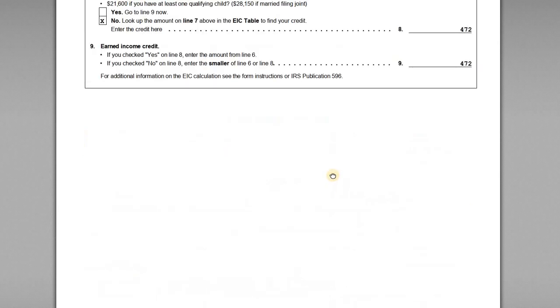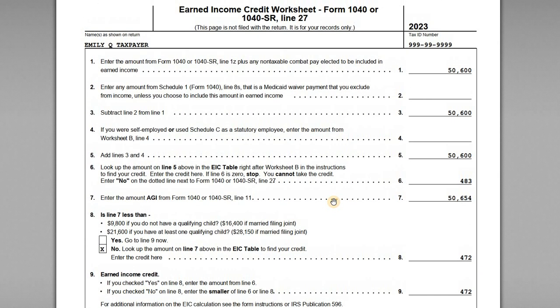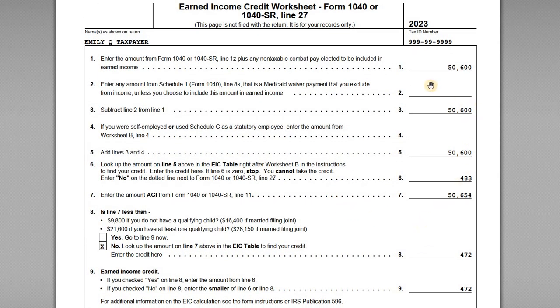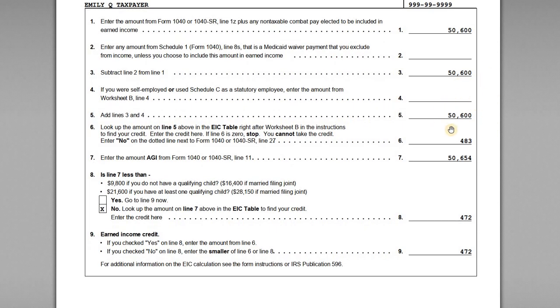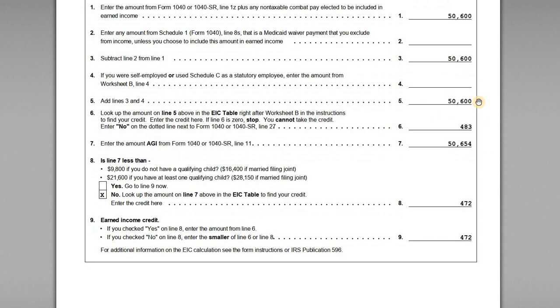the EIC amount. So if we look at the Earned Income Credit worksheet, line 1, we're starting with the total compensation. So there's the $50,600 of earned wages. She doesn't have any kind of Medicare waiver payments, or she's not self-employed, so these line items are blank for us. So the total compensation that we're working with here is just the $50,600. So this is the first base point that we use to look up the EIC amount using the tables.